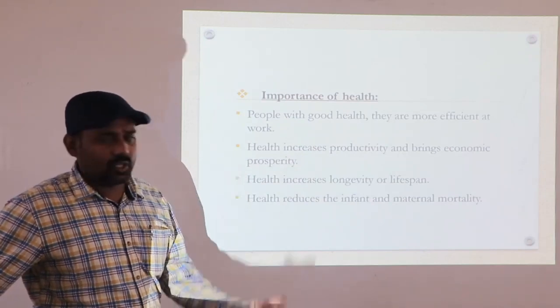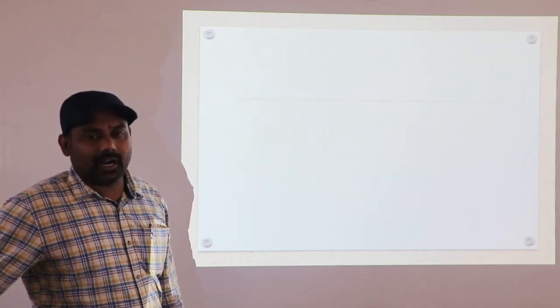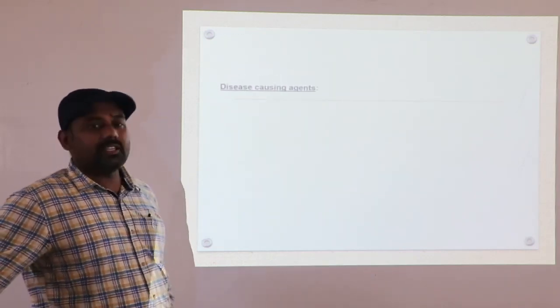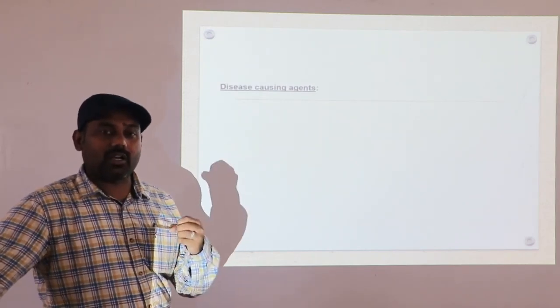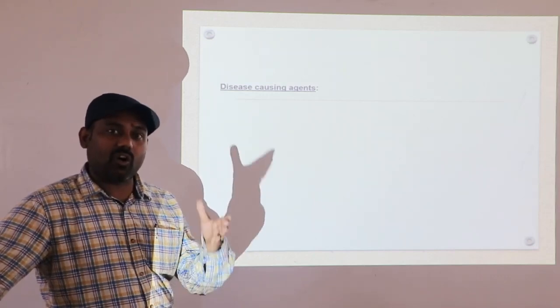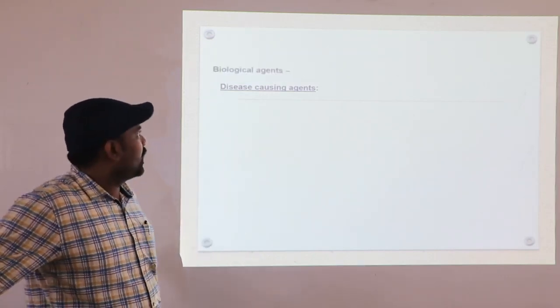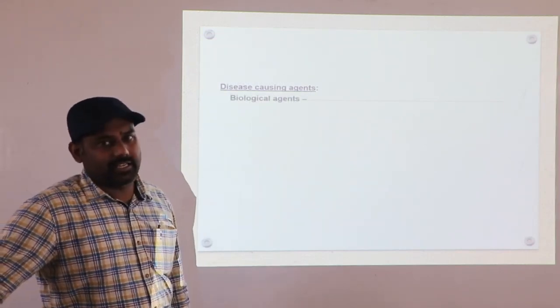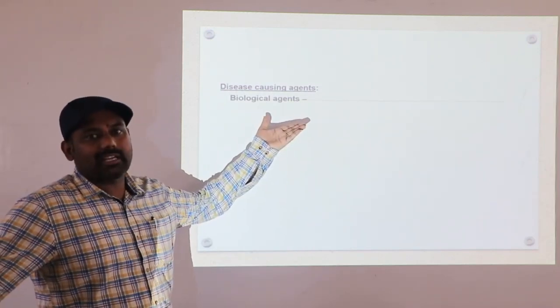Clear? Today we are going to discuss the next slides, the continuation part of this chapter, that is very important: disease causing agents. It means what are the factors or agents which are going to cause a disease to individuals. Clear? So the most important thing, those agents are, first one, biological agents. Many are there. We are going to start with the first one, that is biological agents.